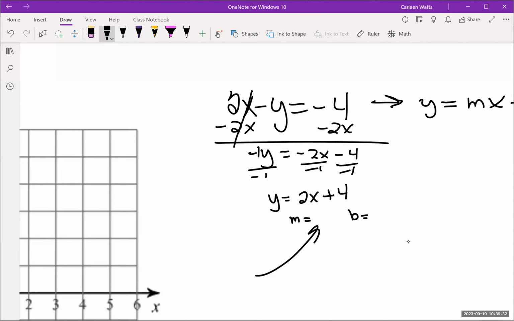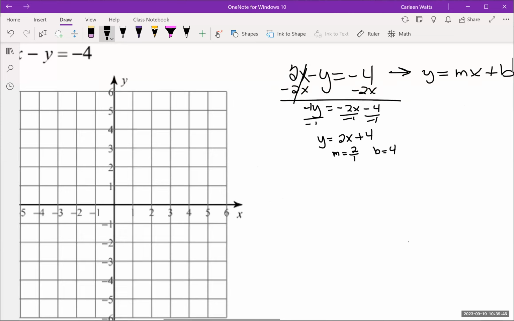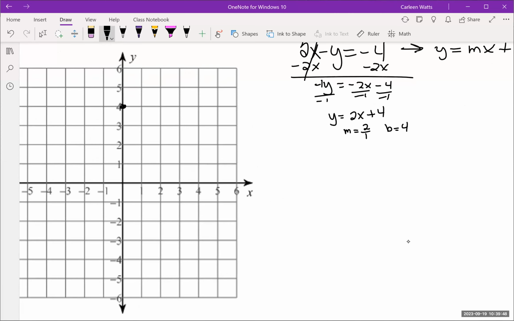Not the x though, right? So we're going to write 2 over 1, because it's rise over run. And B is, what is B? Thank you. B is 4. So begin at 4. So we go rise over run, up 2 over 1.